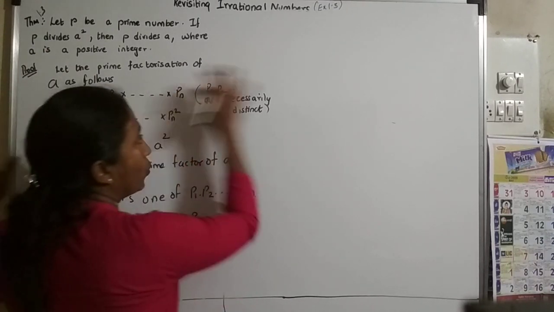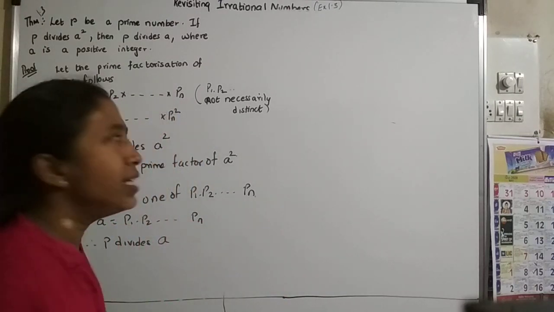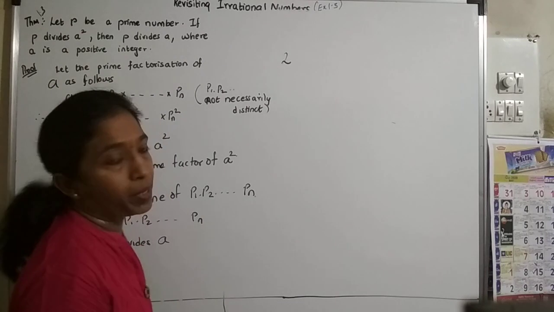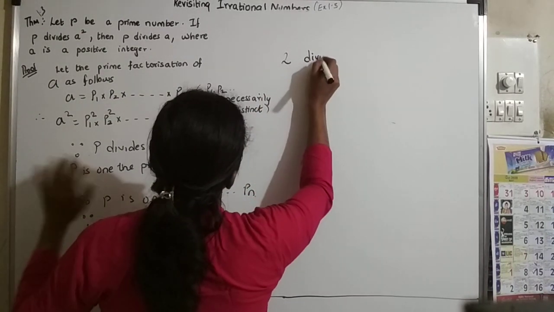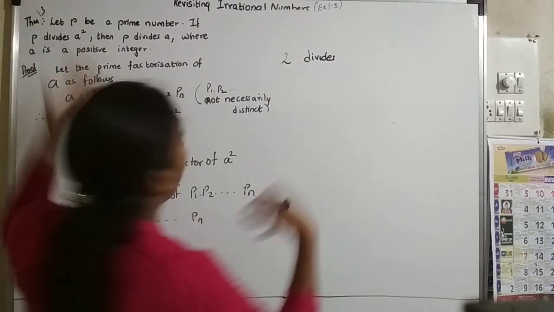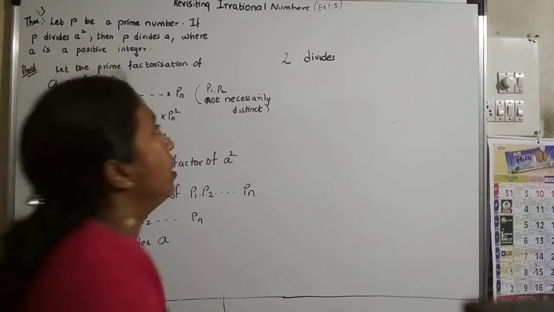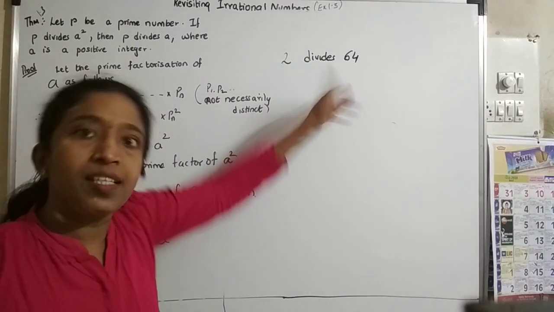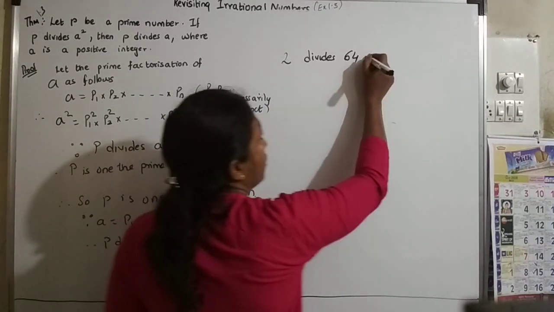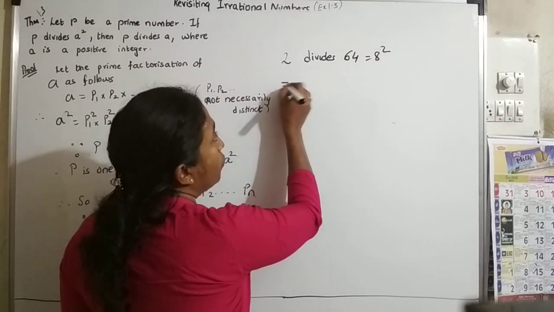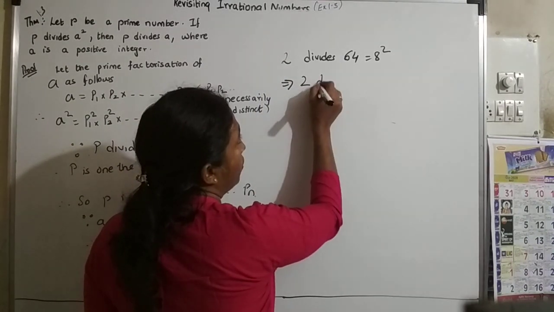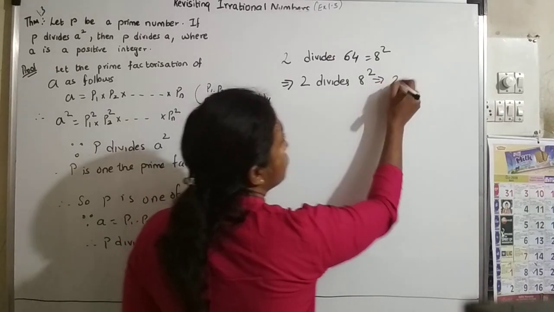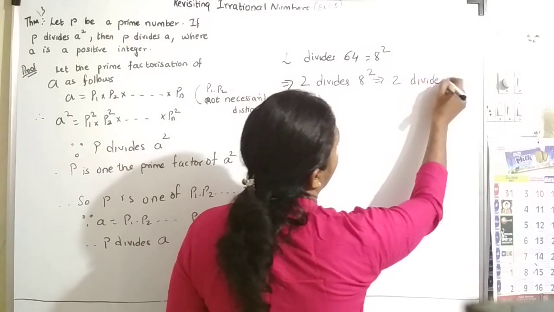Before we go to the proof, let's take an example. Let's take the prime number 2. 2 is a prime number, right? So P divides A square. It's a square, that means it's a perfect square number. So suppose we take 64. 2 divides 64, we know, and 64 is nothing but 8 square. So if I write 2 divides 8 square, this implies 2 divides 8, according to this theorem.